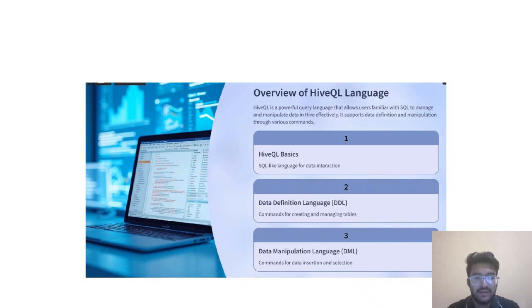Second, drop database, which means deletes a database. Third is create a table in Hive. Fourth one is partition table, external table, bucket table, database, alter table, drop table, and next point is data manipulation language.